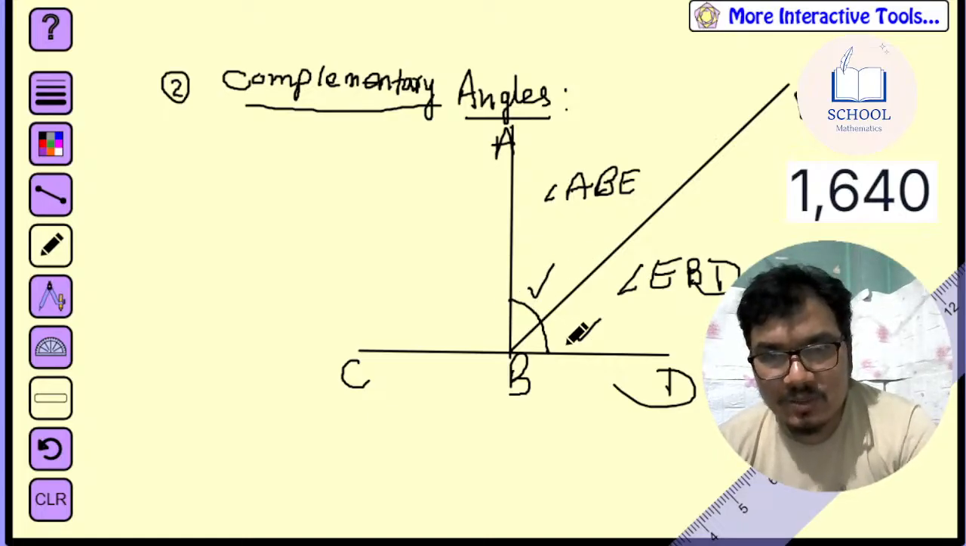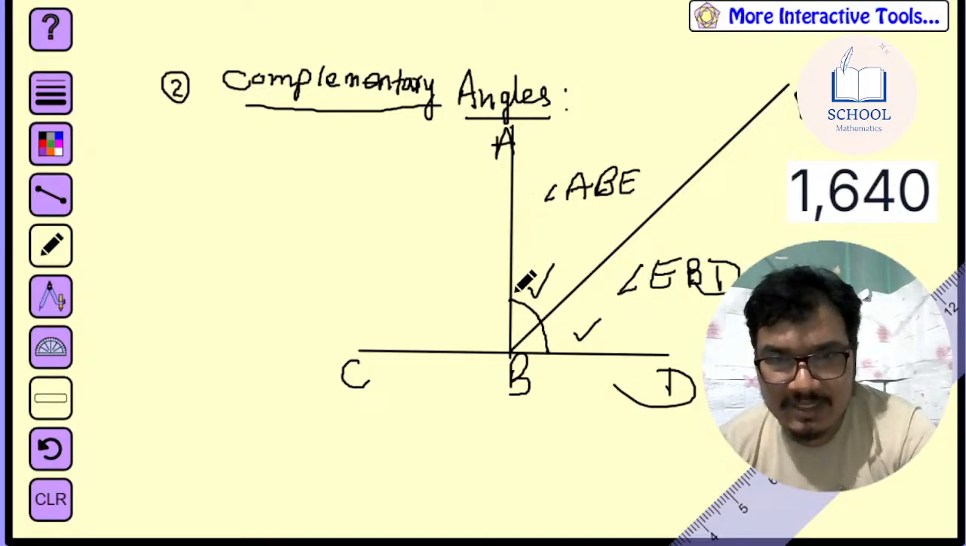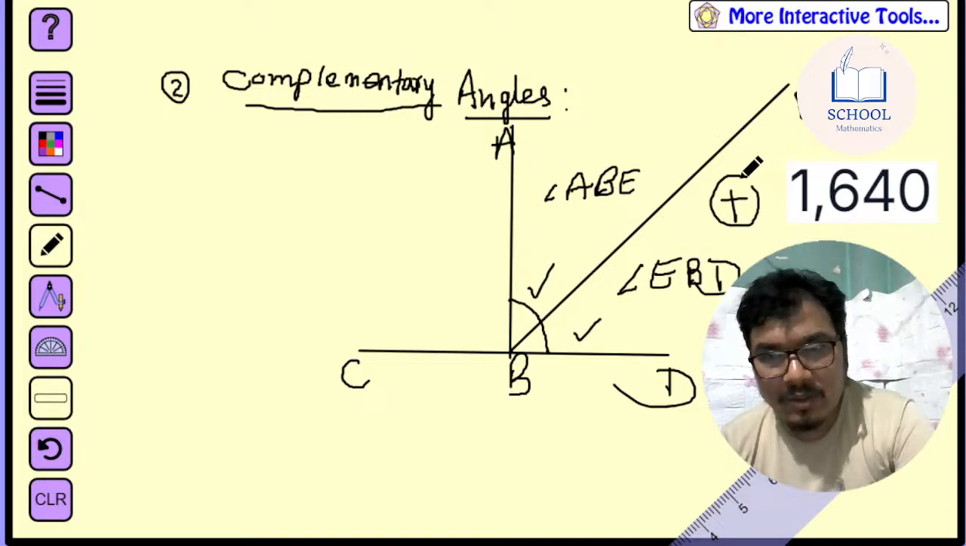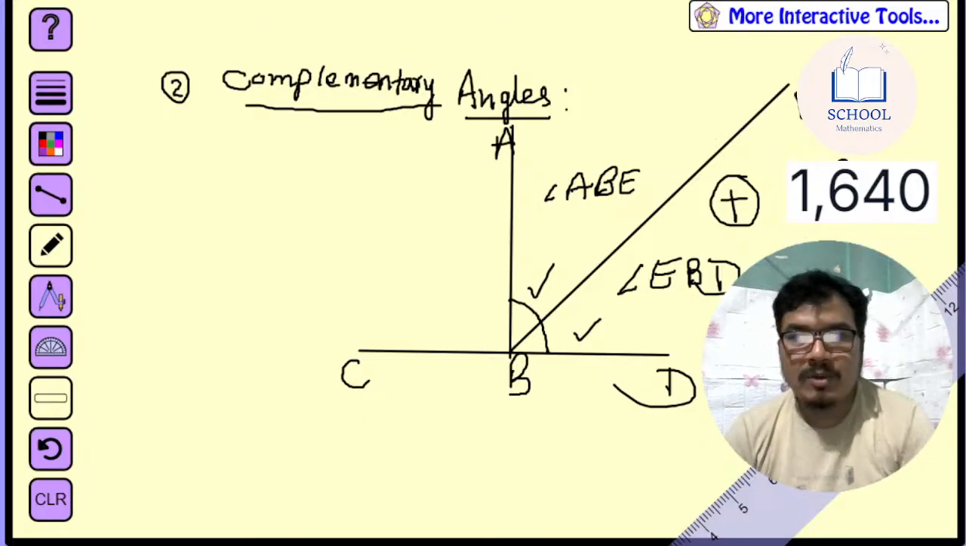When we add this angle and this angle, they will give, okay, a right angle, that means 90 degrees. In such case, these two angles are known as complementary angles. When we add this angle ABE and EBD, we'll get their total sum, their sum we will get 90 degrees. Okay, such type of angles are known as complementary angles.